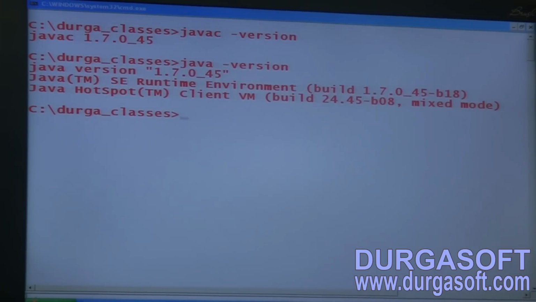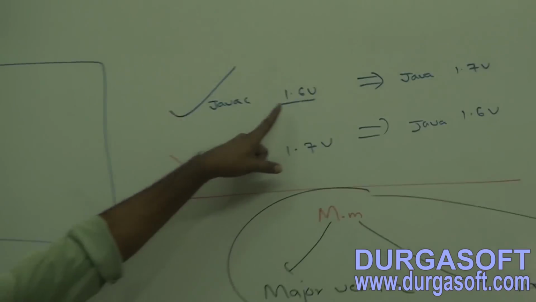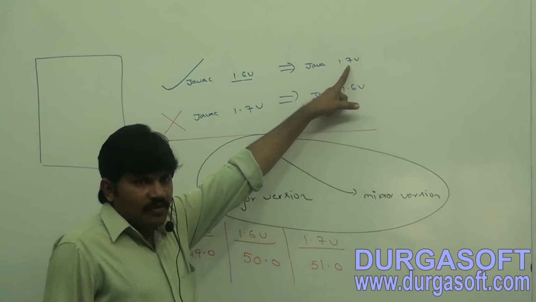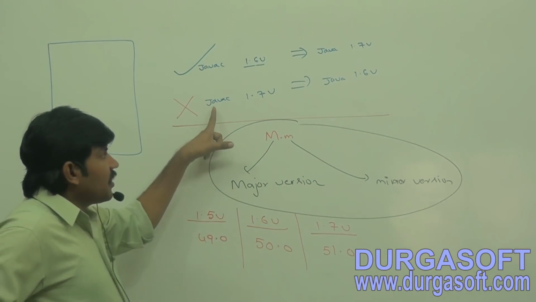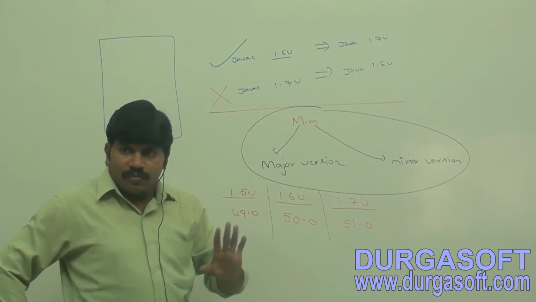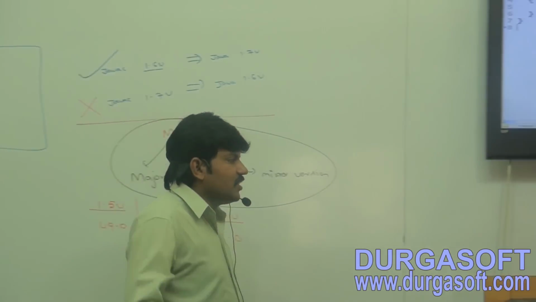Now I have one dot class file. Compiler I want to use 1.6, but JVM I want to use 1.7. Is it going to work or not? Yes. But in reverse, compiler 1.7 and JVM 1.6, is it going to work or not? No. Let me demonstrate.